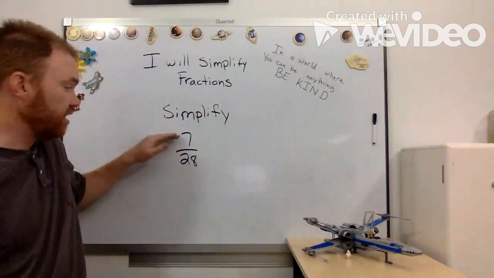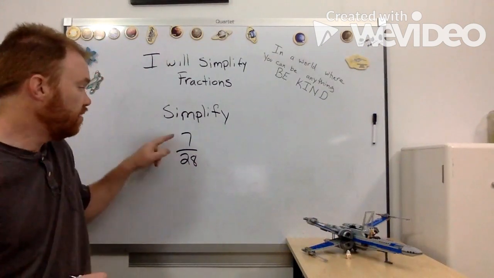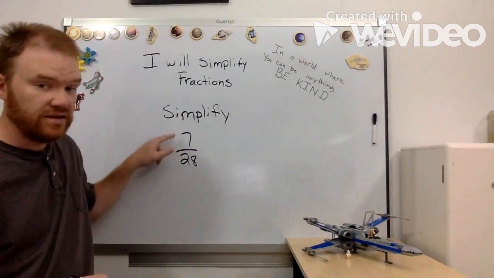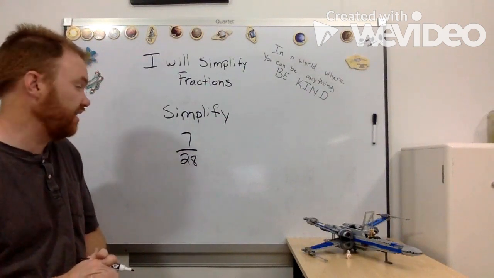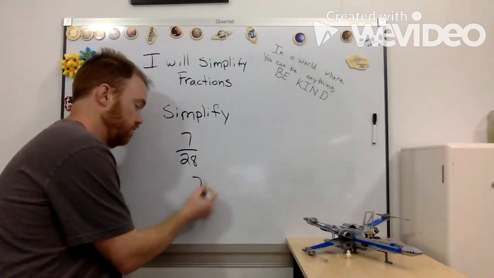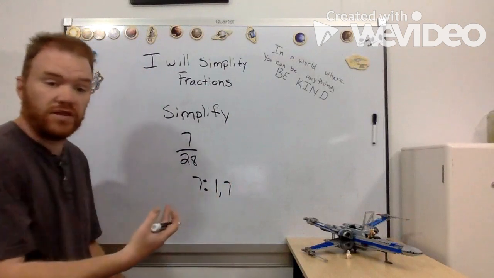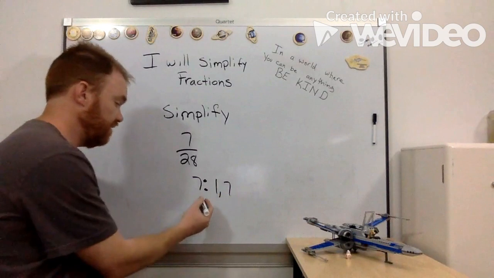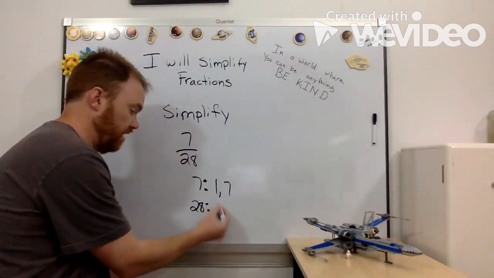Now, if there's a prime number in both spots, then no, we can't simplify at all. But if the top number is prime and the bottom one is not, then we can probably try and simplify that. Okay, to find out, what do we do? Find the greatest common factor. 7 is prime. It only has 2 factors, 1 and itself. And then 28. 28 is not prime. It has a whole lot of factors.